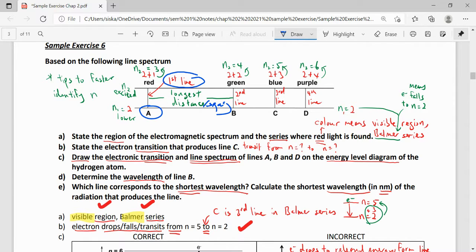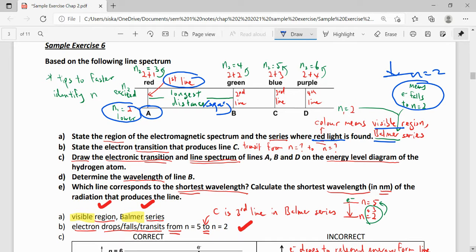Another one is we have to know which series this is. Now we look at this important clue: red light. Red light means visible. Visible means it is in the Balmer series. Balmer series means that the electron will fall to n equals 2. Therefore, I just imagine that this line is lower n equals 2. If I have the first line, the higher or excited level will be plus 1 and so on. So I have 3, 4, 5, 6 as the higher levels.